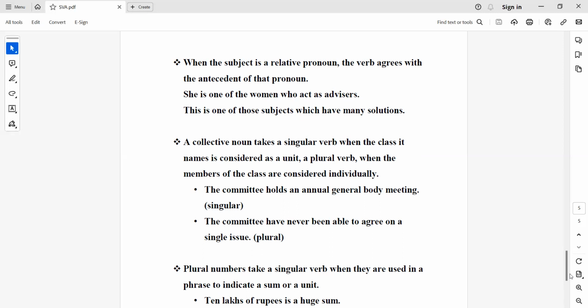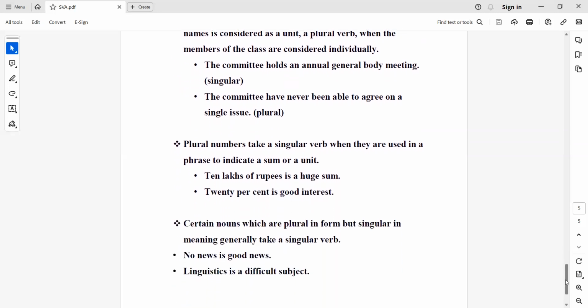The committee holds an annual general body meeting. Here, this is a singular noun. We are considering the committee as a whole. In the second example, the committee have never been able to agree on a single issue. So it's a plural one. Here we are taking the members as different individuals.